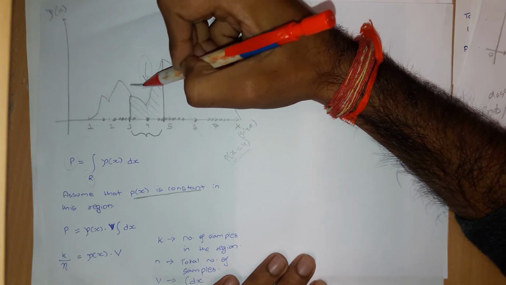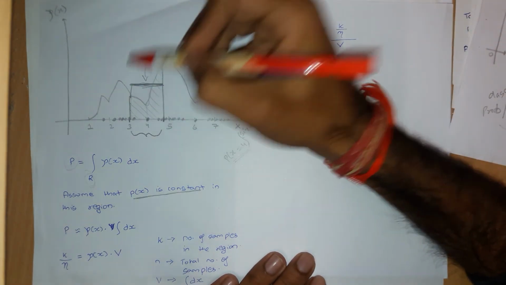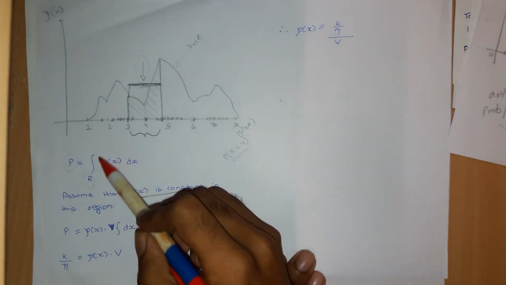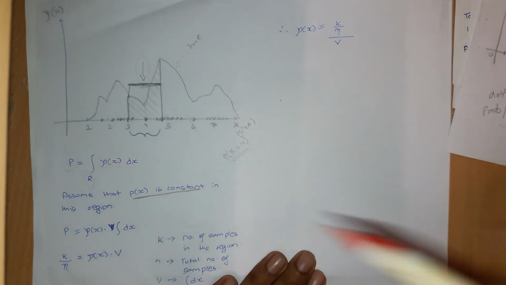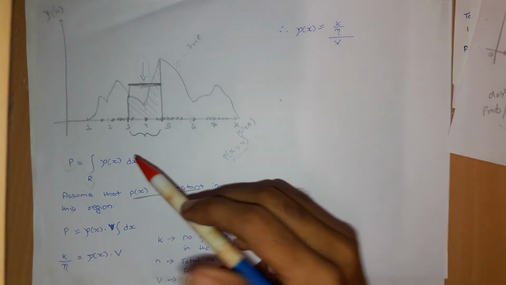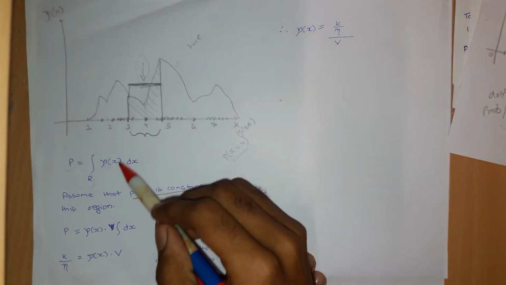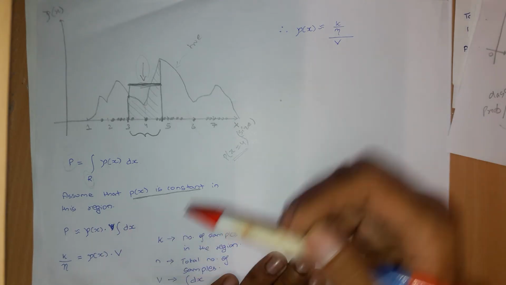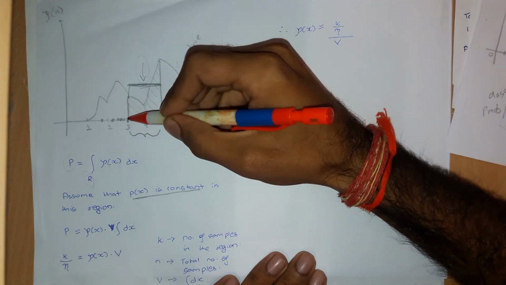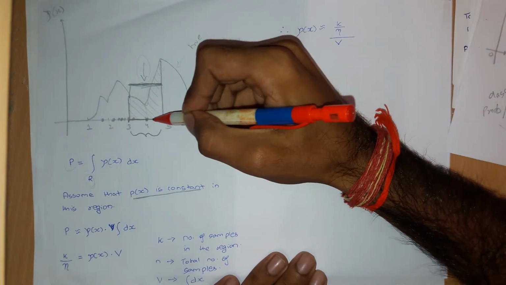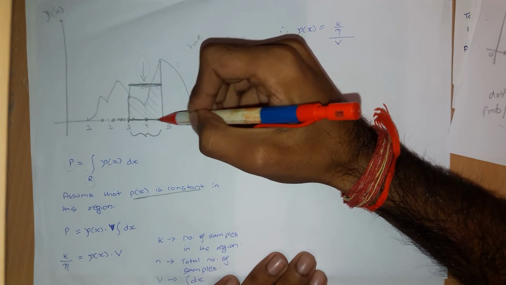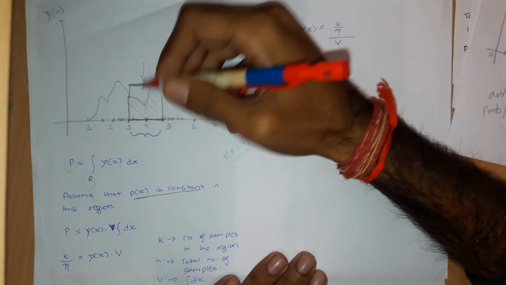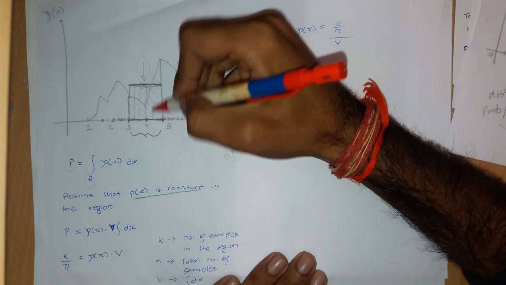But let us assume that this is some constant. If that is the case, then I can take p of x outside the integral, because integration is with respect to x. So it just becomes integration of dx. That just means that I am going to take the integration of this particular region. So if this is some constant, now I am going to get this answer.